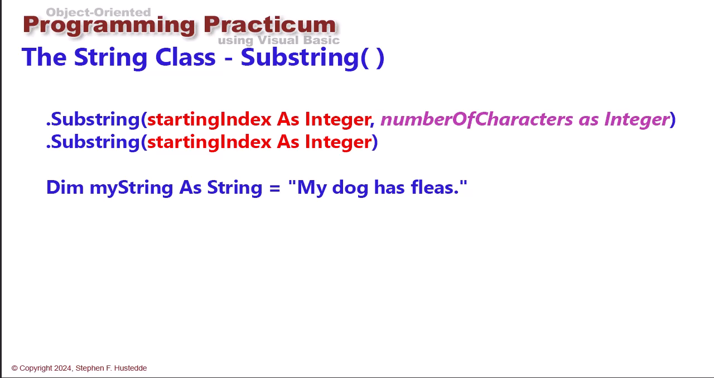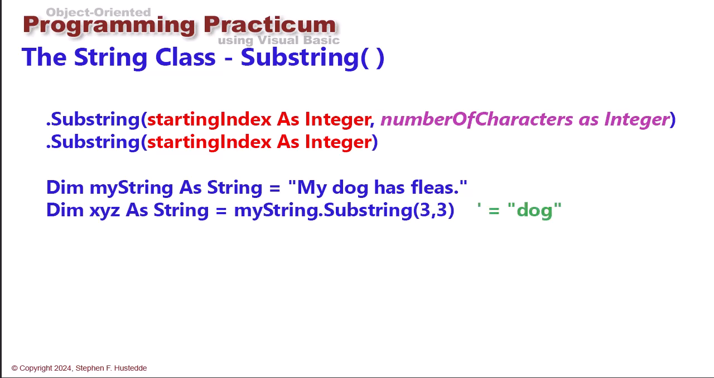I have my string, which contains the text, my dog has fleas. Then I'm going to dim xyz as a string, and it's going to equal my string.substring, and I'm going to go to character index 3. That is the D of dog. Remember, we start counting with 0, so M is 0, the Y is 1, the space is 2, the D is index 3, and I want 3 characters. The result is xyz will contain the word dog.